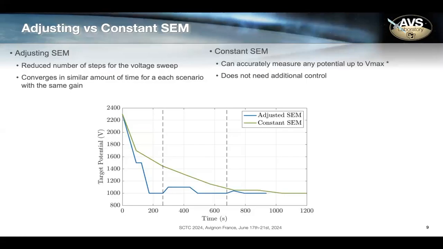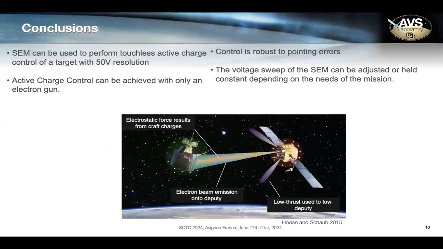Even with these trade-offs, we can find that using both the constant and the adjusted secondary electron method, the control converges with selected gains. Therefore, active charge control can be achieved using either of these techniques. The specific techniques that will be implemented will depend on the mission requirements.